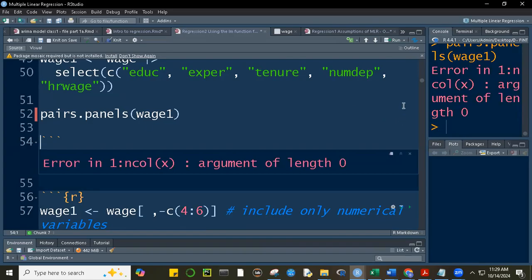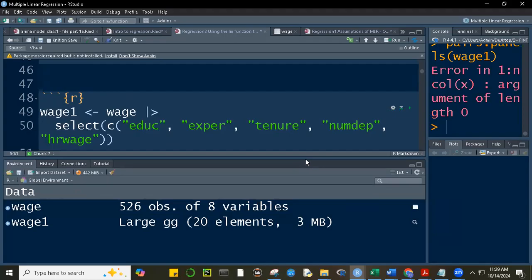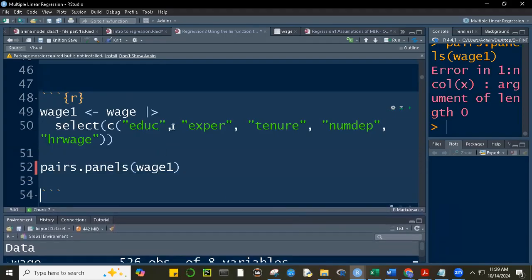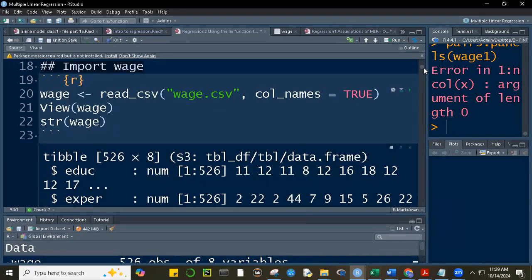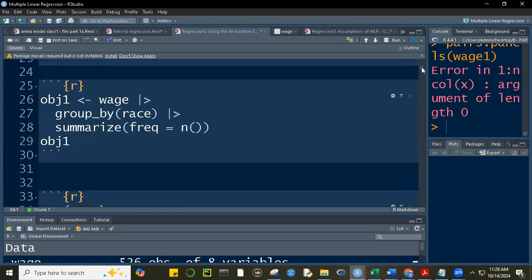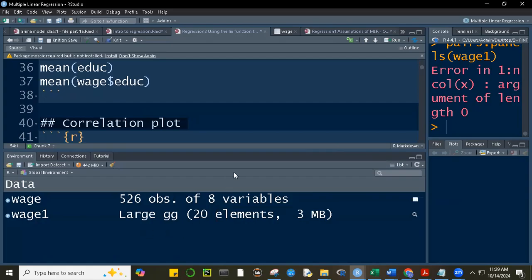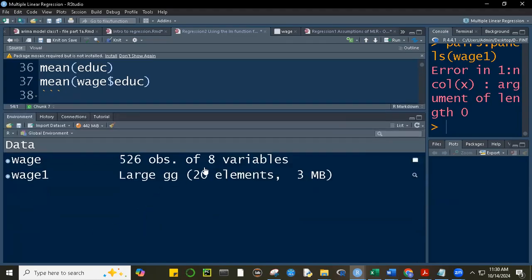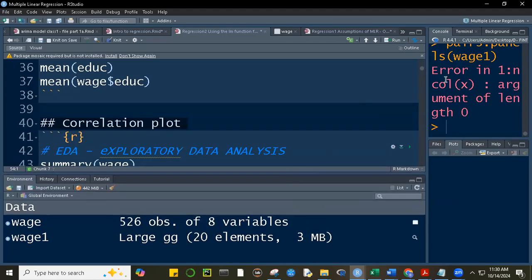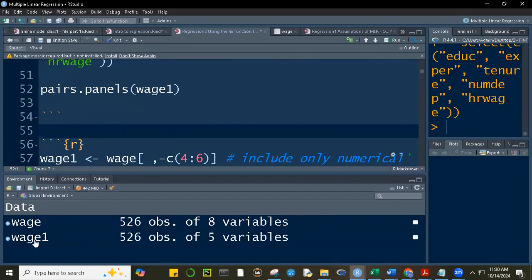Okay, what happened? I don't have wage1 here yet, and I got an error. Wait. Sorry. Let me run my wage1 again. Because earlier, class, I continued it, no? The wage1 went straight into ggally. So let me run my wage1 again here. There. Okay, it's fine now.